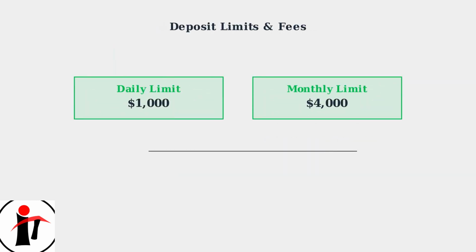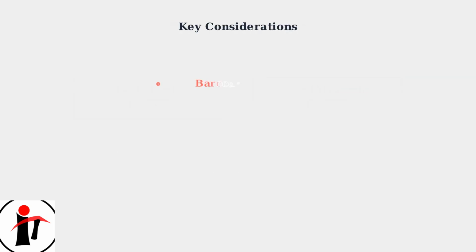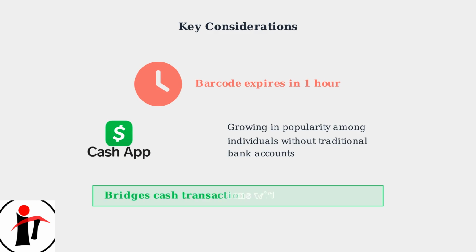Be aware of important deposit limits and fees. You can deposit up to $1,000 per day and $4,000 per month. Each transaction includes a fee ranging from $1 to $4, depending on the retailer. Remember that your barcode expires within 1 hour of generation, so visit the store promptly.